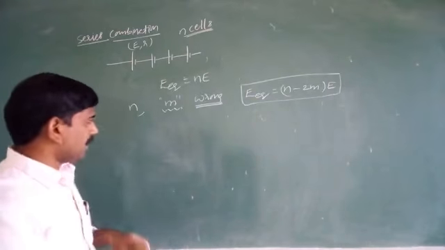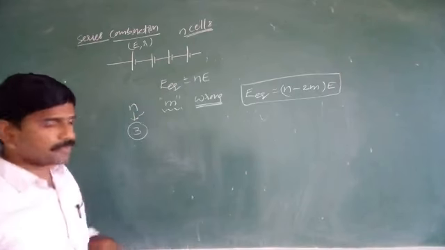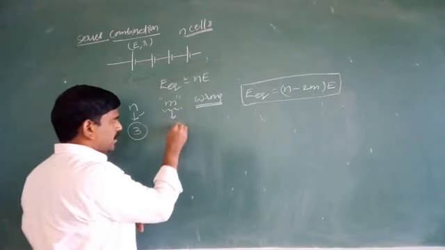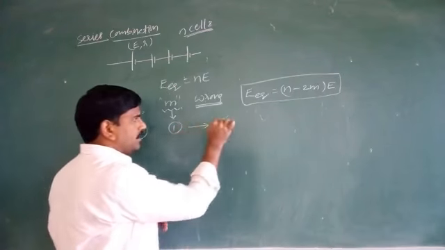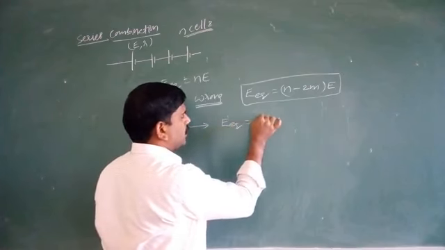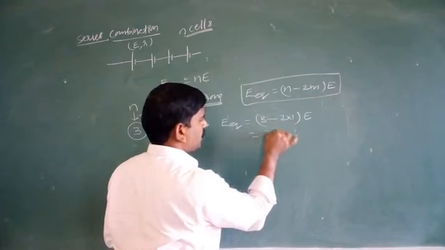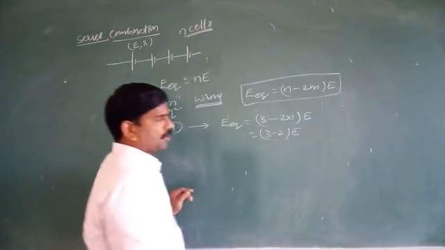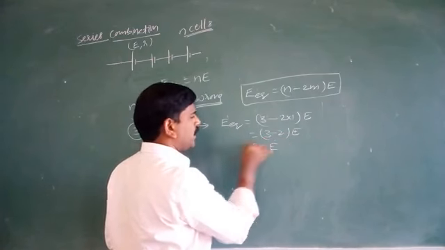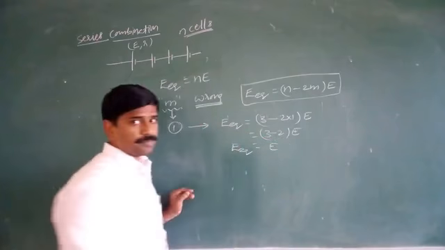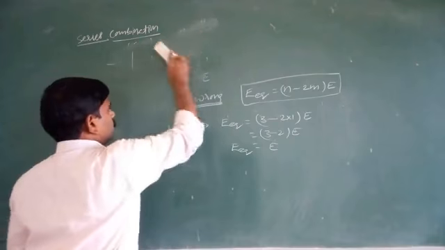Yes, okay, I will explain. Actually here 3 cells are there, N is equal to 3. In that, one cell is connected wrongly. Then the equivalent EMF is equal to (3 minus 2 into 1) into E. That is 3 minus 2, which is equal to 1. Therefore the equivalent EMF is equal to E. So we are proving this one by using the Kirchhoff laws also.